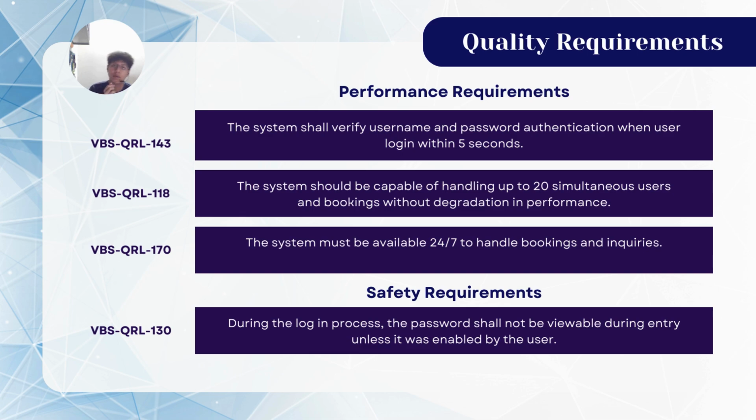Now we are going to move into the quality requirements of the venue booking system, in which we will delve into 4 types of quality requirements, which are performance, safety, security, and design. So for performance, the first one is the system shall verify username and password authentication when user login within 5 seconds. Next will be the system should be capable of handling up to 20 simultaneous users and bookings without degradation in performance. And the system must be available 24/7 to handle bookings and inquiries.